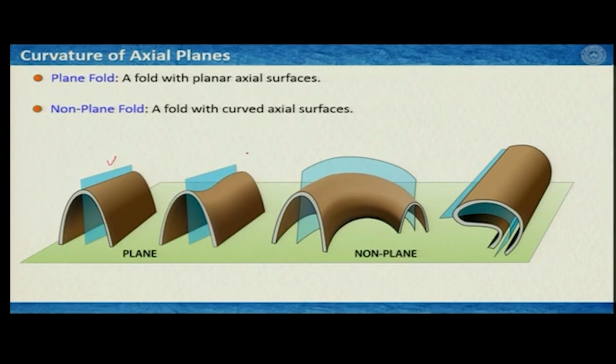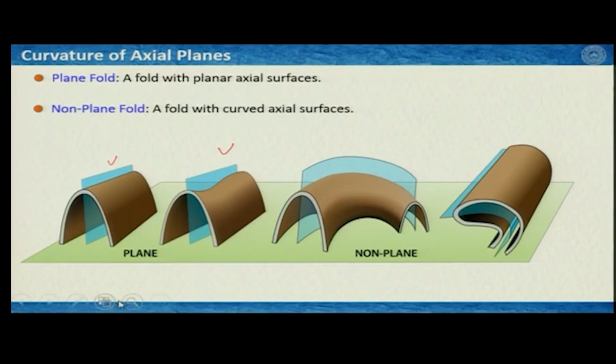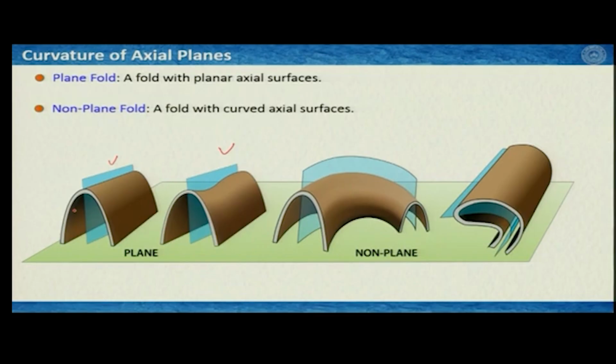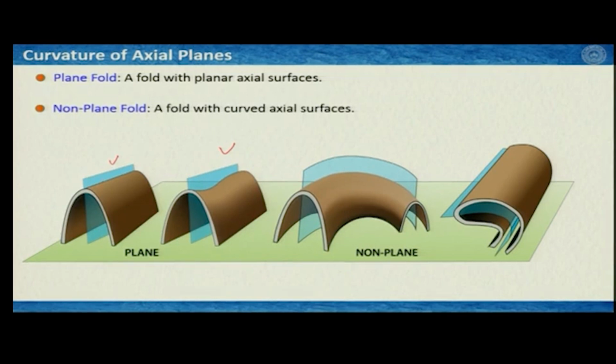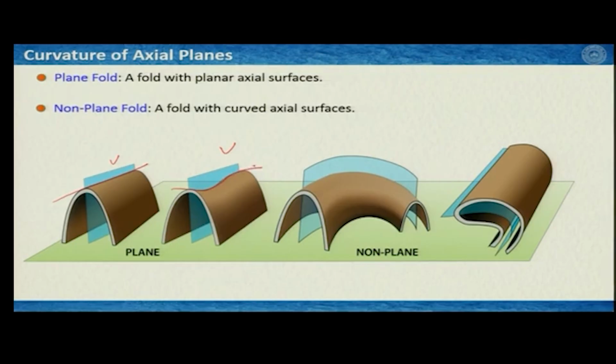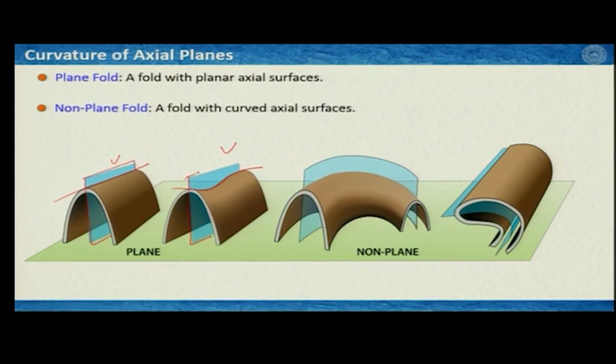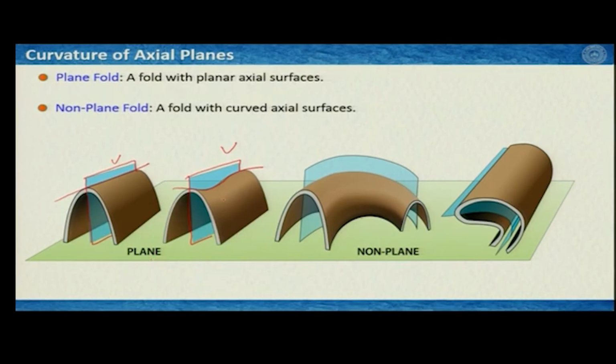The first 2 are examples of plane folds. I have drawn these 2 illustrations to convey the message that the orientation of the fold axis does not necessarily justify whether the fold would be a plane fold or non-plane fold. Here we have learnt in the previous slide, this is a cylindrical fold and this one is a non-cylindrical fold. In both cases, the axial surface or axial plane, this blue plane, is straight. So, these are plane folds, and it is indifferent whether the fold axis is straight or curved, or in other words, whether the fold is cylindrical or non-cylindrical.